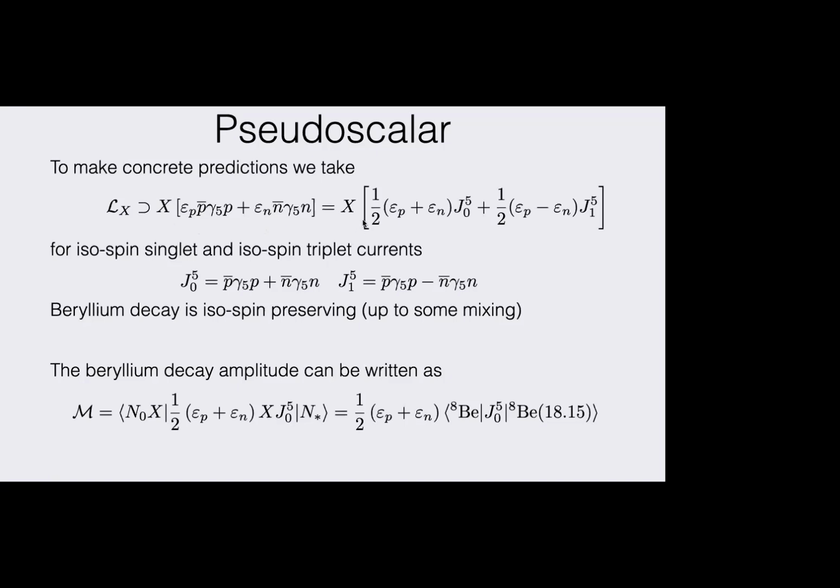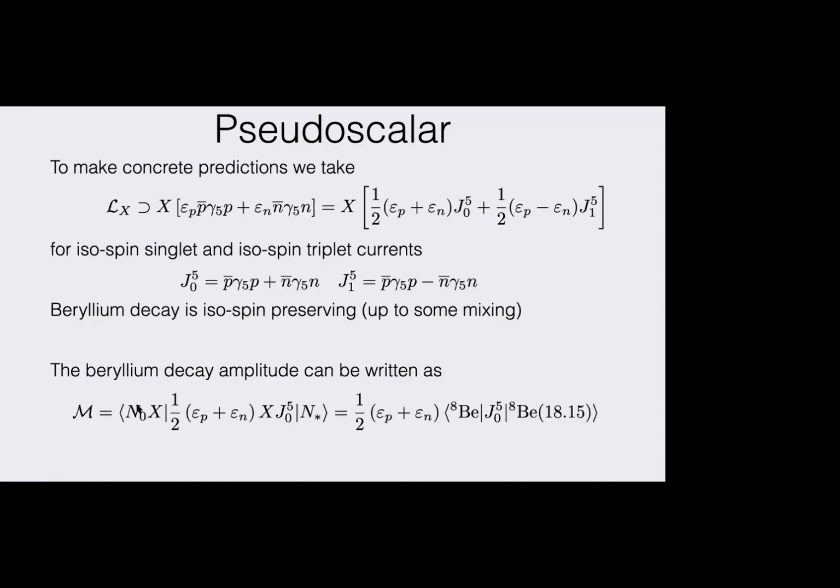And so you can rewrite that in terms of an iso-singlet current and an iso-triplet current, where the iso-singlet current, of course, takes you from one state to another state of the same isospin, whereas the triplet current will change your isospin by one. And these are simply a rewriting of these two currents in a very simple way. Since the beryllium decay is isospin preserving, both the excited state and the ground state are, to a good approximation, isospin 0.